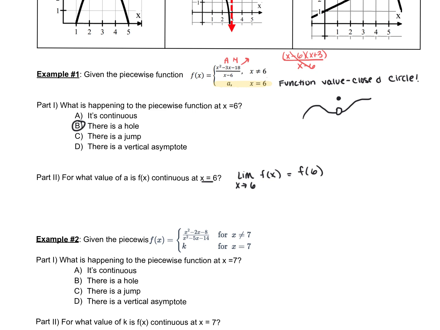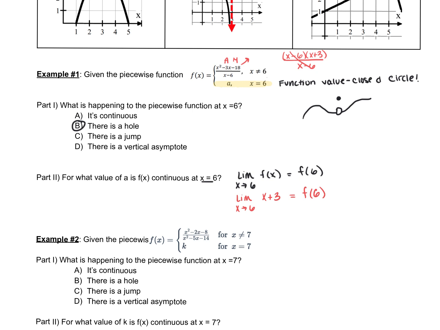Now we want to take the limit as x approaches 6 of f of x. Here is your function, but we're not using the original, because if we did, 6 minus 6 would be 0, and we wouldn't be able to do that. So we're going to take the limit as x approaches 6 of our new simplified function, x plus 3, and set that equal to f of 6 to find our value for a.